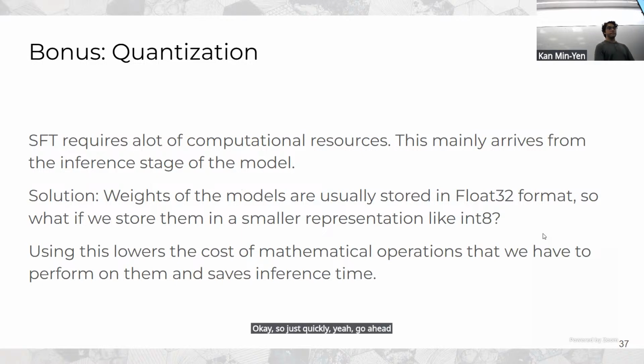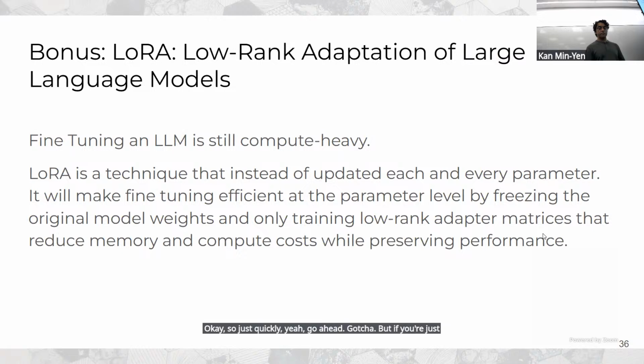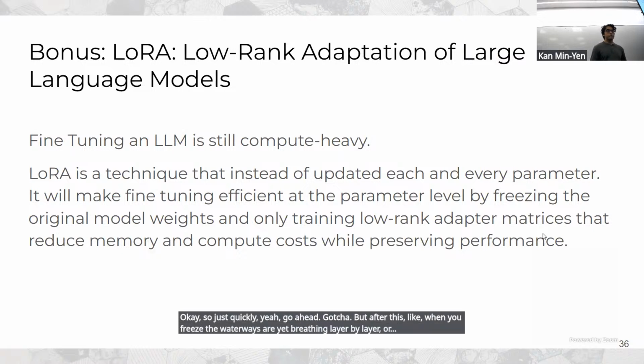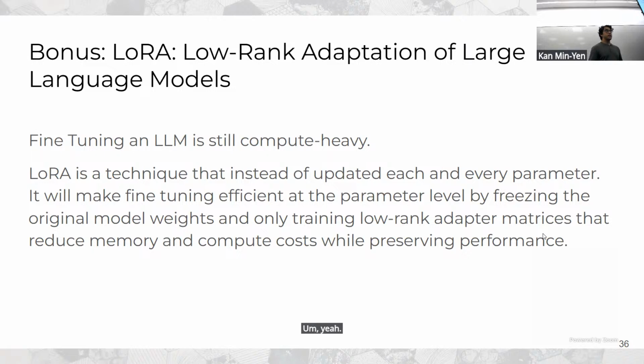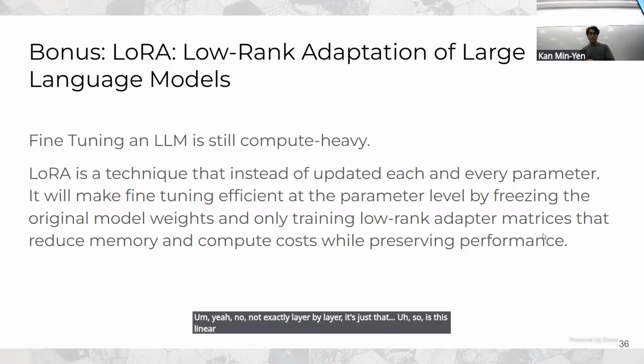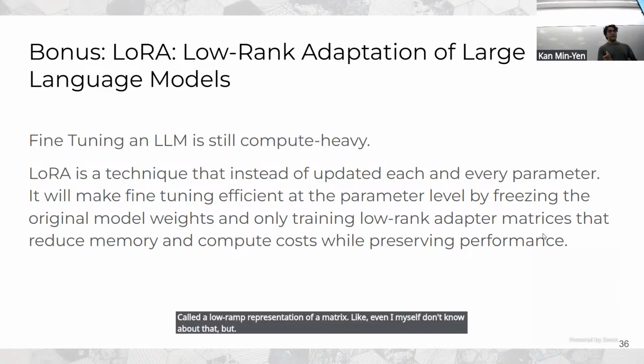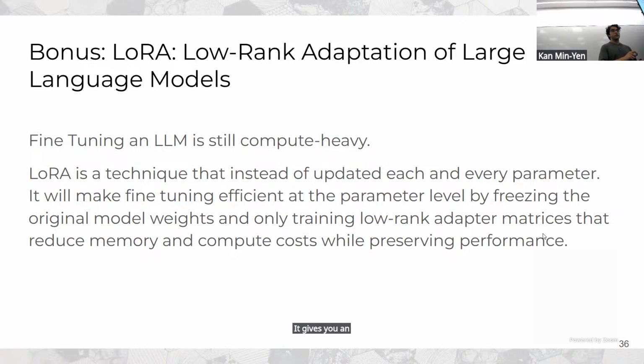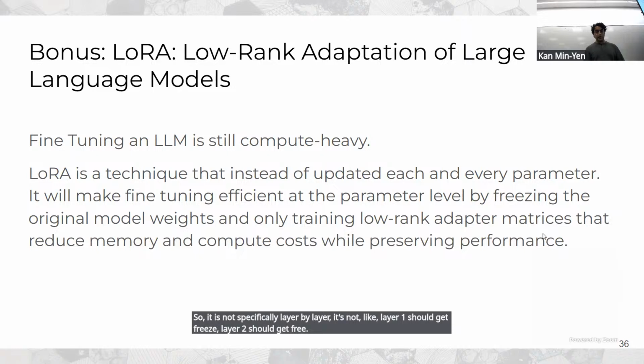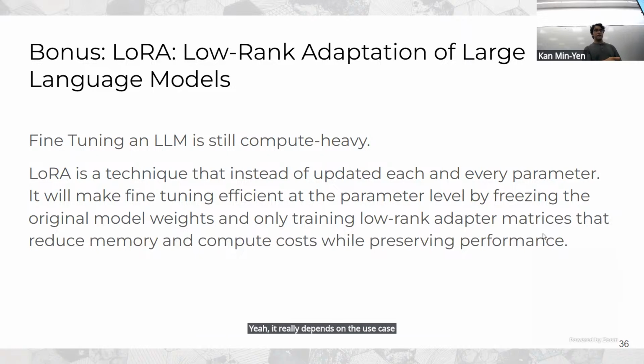Yeah, sure. So I have a question. For the previous slide, when they freeze the model weights, are they freezing layer by layer? No, not exactly layer by layer. It's just that there is this linear algebra thing called a low rank representation of a matrix. Even I myself don't know much about that, but it gives you an idea of what weights are important and what weights are not important. So it is not specifically layer by layer. It's not like layer 1 should get frozen, layer 2 should get frozen. It really depends on the use case. So it can be like the first node from layer 1 gets frozen, the third node from layer 2 gets frozen, like that.